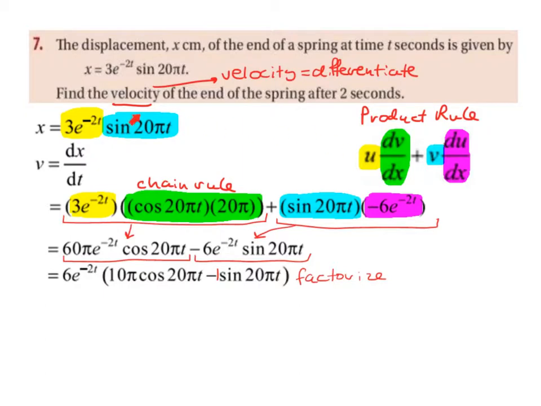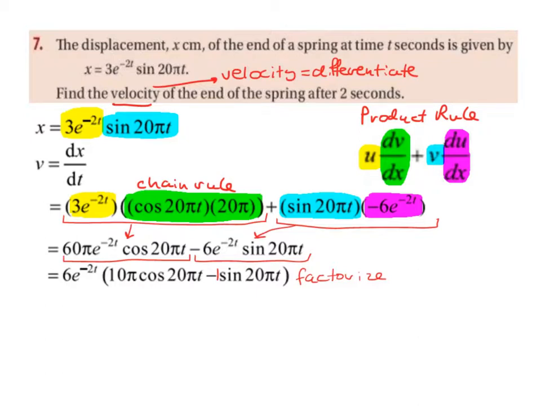then du dx, so we differentiate u, which was 3e to the power of minus 2t. So we bring the power down in front, so minus 2 multiplied by 3 is minus 6, e to the power of minus 2t, so the power stays the same when we're differentiating e. And then we simplify. So 3 times 20 pi is 60 pi. We stick on the e to the power of minus 2t, and then we stick on the cos 20 pi t. Then we bring down the minus 6 e to the power of minus 2t, and we stick on the sine 20 pi t.